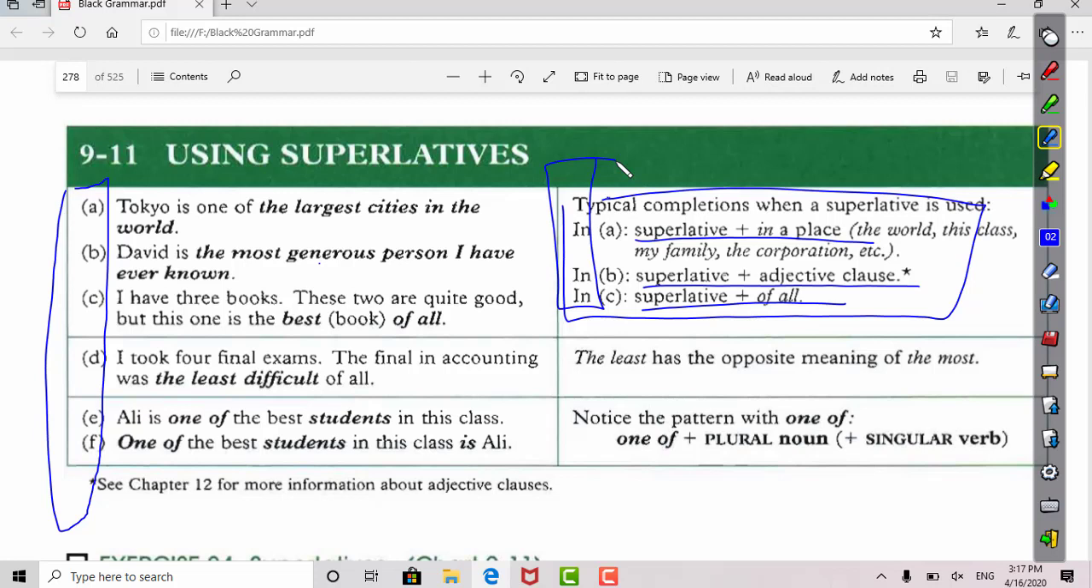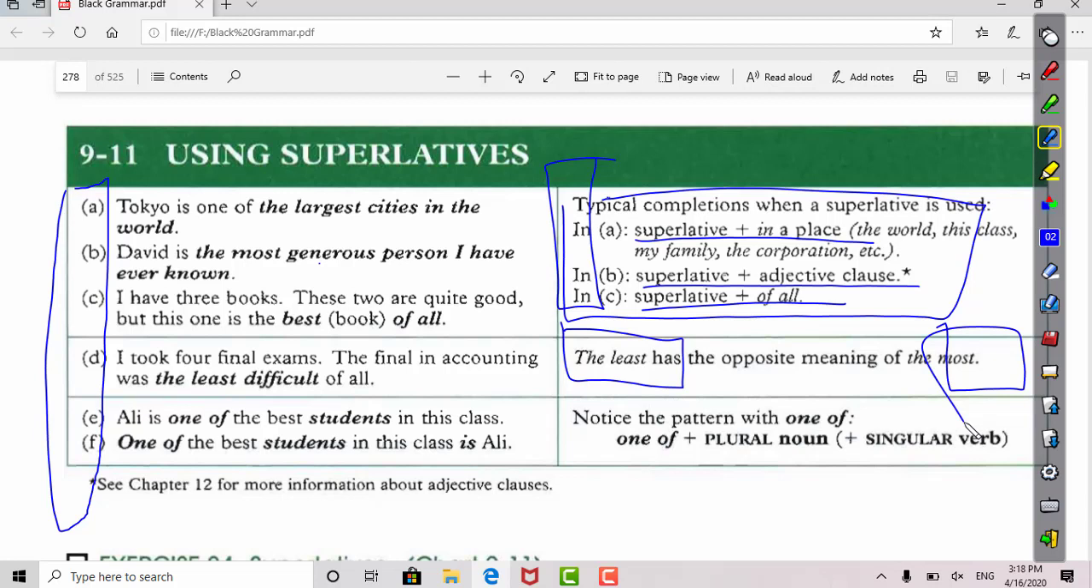Next, this one, the least has the opposite meaning of the most. I took four final exams. Saya mendapatkan 5 final exam, 5 ujian akhir. The final in accounting was the least difficult of all. Yang paling mudah. The least difficult, it means that yang paling mudah.